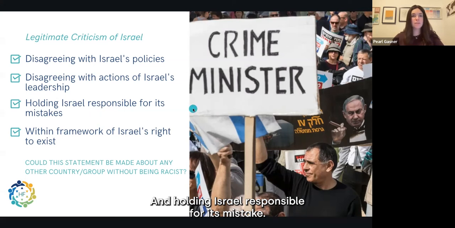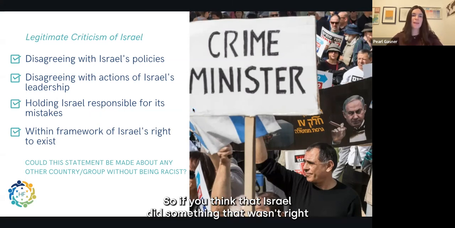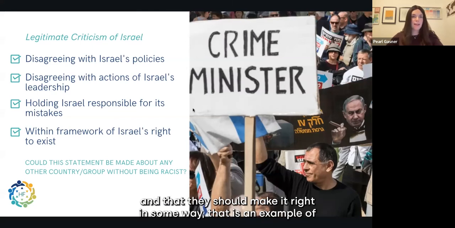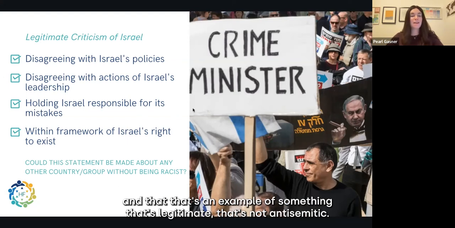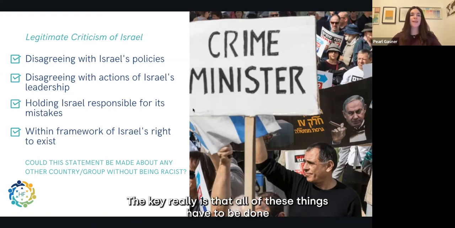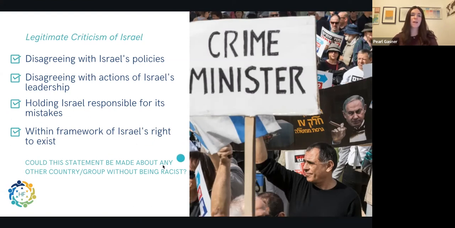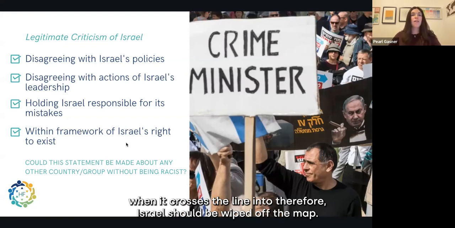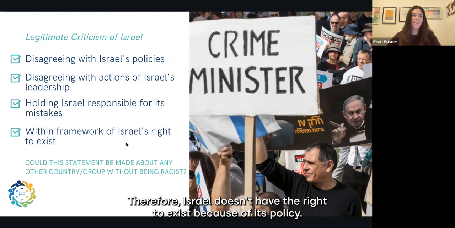And holding Israel responsible for its mistakes. So if you think that Israel did something that wasn't right and that they should make it right in some way, that's an example of something that's legitimate, that's not anti-Semitic. The key really is that all of these things have to be done within the framework of Israel's right to exist. So to say, I don't like Israel's policy on X, that's fine. That's not anti-Semitic. That's legitimate criticism. The problem is when it crosses the line into, therefore, Israel should be wiped off the map. Therefore, Israel doesn't have the right to exist because of X policy.